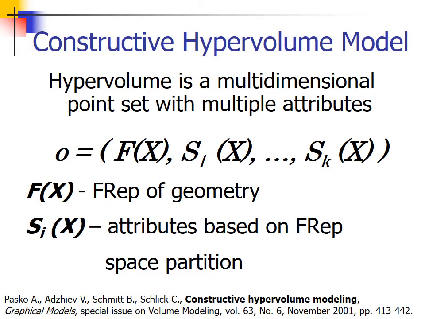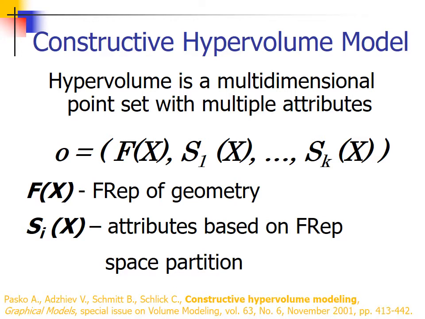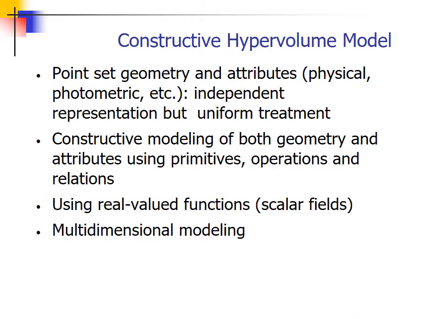Such a model, which satisfies the above-mentioned requirements, was proposed by Professor Alexander Pasko in this article. It's called the Constructive Hypervolume Model and is used for description of heterogeneous objects. The model consists of the geometry described by function representation and attributes described by function representation too. The constructive hypervolume model has independent representations but uniform treatment for the geometry and for attributes. Geometry and attributes are constructed using primitives based on real-valued functions or scalar fields, and operations and relations. The term hypervolume means multidimensional modeling.